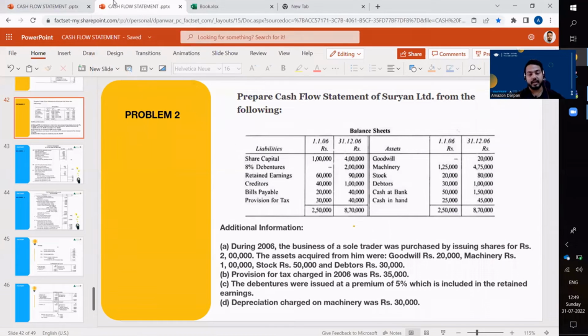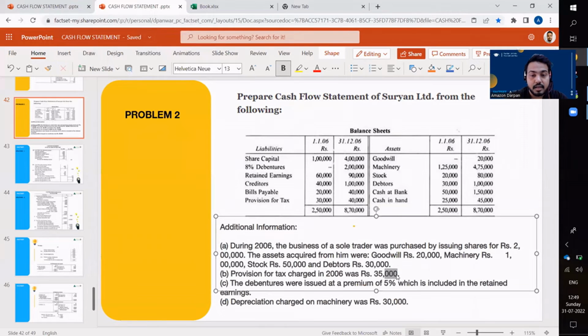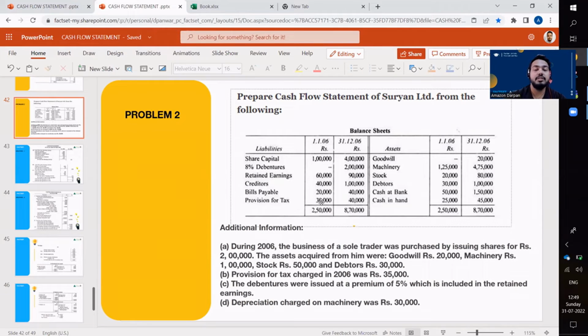Okay. So we'll look at the item regarding tax. There we see that provision for tax is there, and then we also see that there is a provision for tax charge in 2006 of 35,000. Means we can see three things. Opening provision for tax was 30,000, closing was 40,000, and provision for tax used during the year was 35,000.